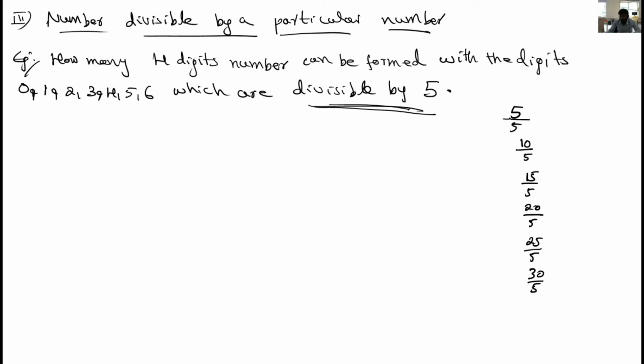Then see the numbers which are divisible by 5. What's the unit place here? 5. What's the unit place here? 0. Unit place 5, unit place 0, unit place 5, unit place 0. By this you can write the conclusion that for any number which is divisible by 5, the unit place is either equal to 5 or equal to 0.